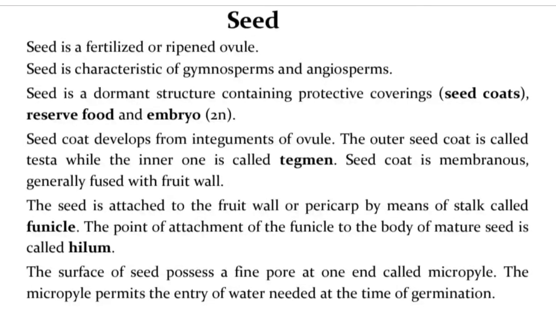Seed is a fertilized or ripened ovule. Seed is characteristic of gymnosperms and angiosperms. Seed is a dormant structure containing protective coverings. Seed coats preserve food in the embryo. Seed coat develops from integuments of the ovule.